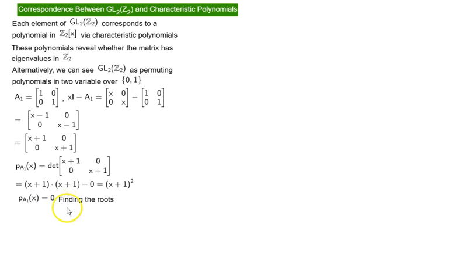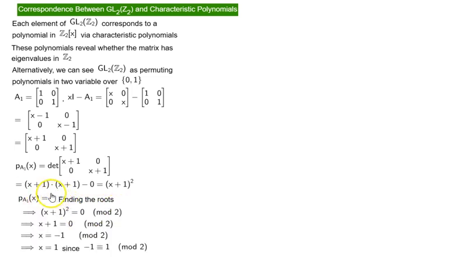Now let's find the roots by equating it to 0. So P A1 of x is equal to x plus 1 squared. So we equate it to 0 mod 2. That means x plus 1 equal to 0 mod 2, x equal to minus 1 mod 2. And since minus 1 is equivalent to 1 mod 2, we can say x equal to 1. So therefore, 1 is the eigenvalue and multiplicity is 2 because of this square.